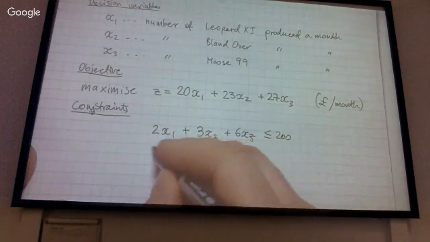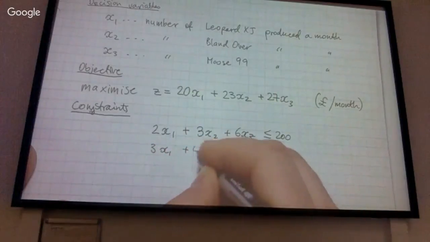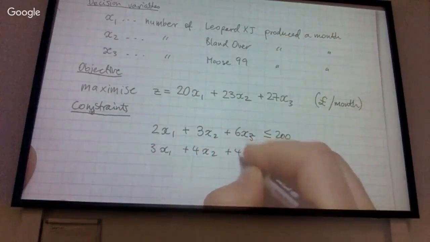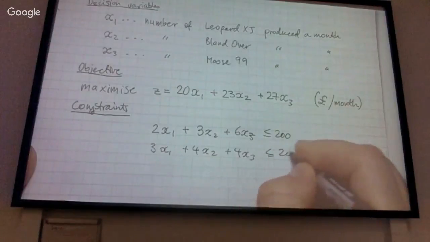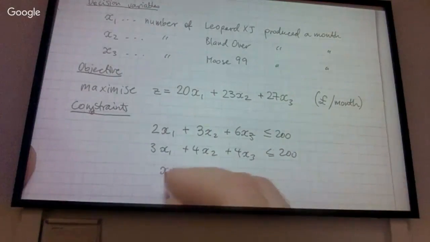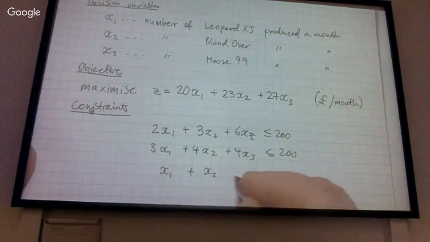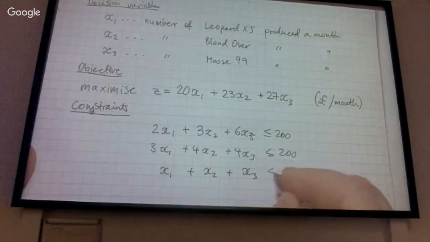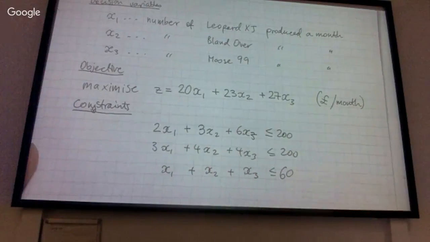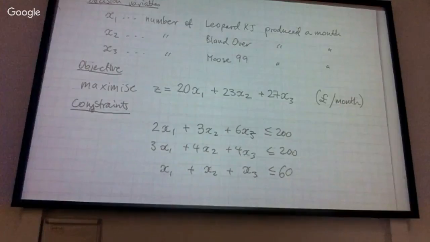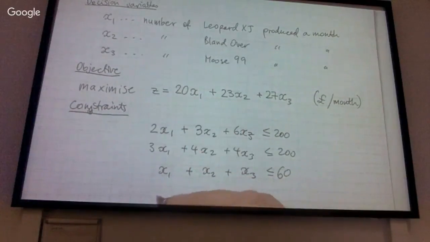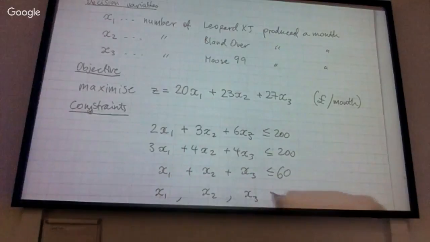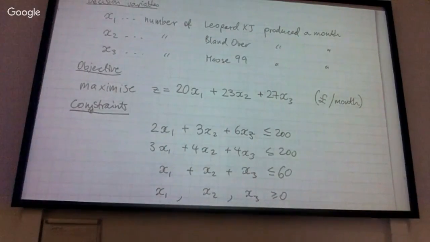And for the second machine, we get this. And then it also says that the total number of cars made shouldn't be more than 60 every month. Okay. And an important constraint that many people tend to forget is that, in this case at least, all the decision variables have to be non-negative. Okay, don't forget that one.